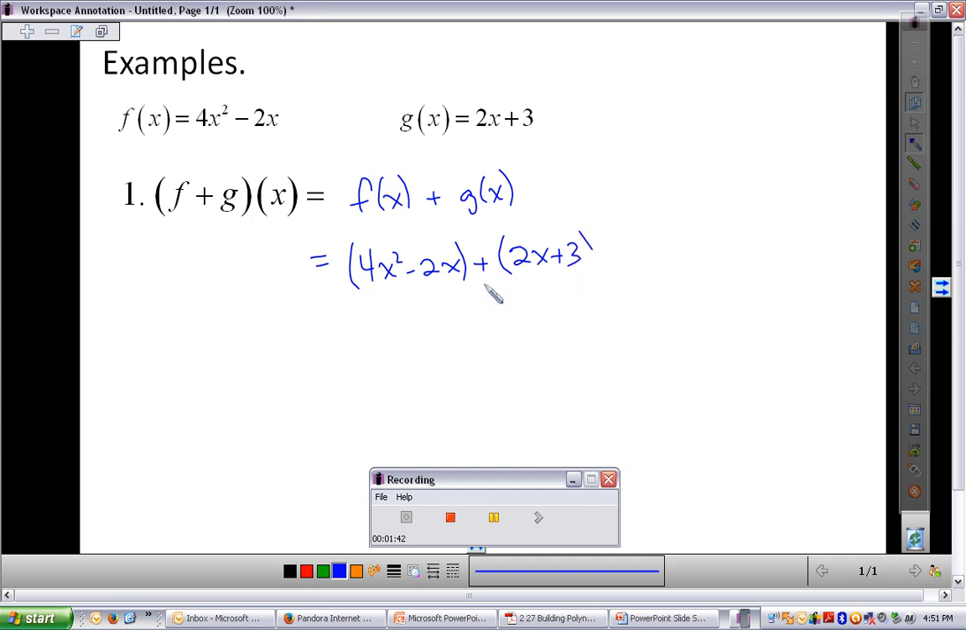So what this turns into is just combining like terms. I'm adding all the way across here, so I can see that my like terms are the negative 2x and the positive 2x. So negative 2x plus positive 2x, those cancel out. I can't combine anything with this 4x squared, so I'm left with 4x squared plus 3. There's my new function, f plus g of x is 4x squared plus 3. Good, so that's adding the two functions.